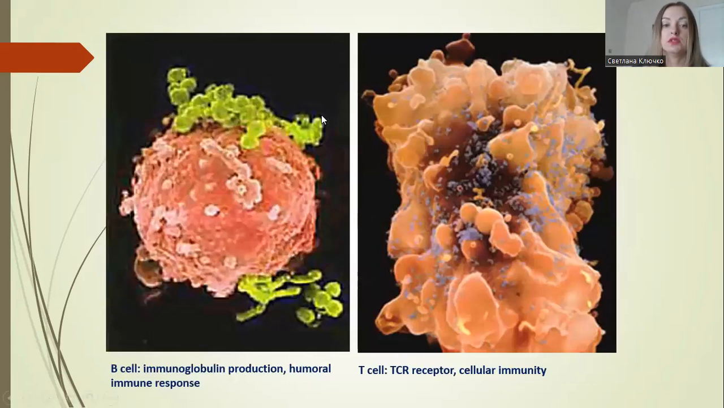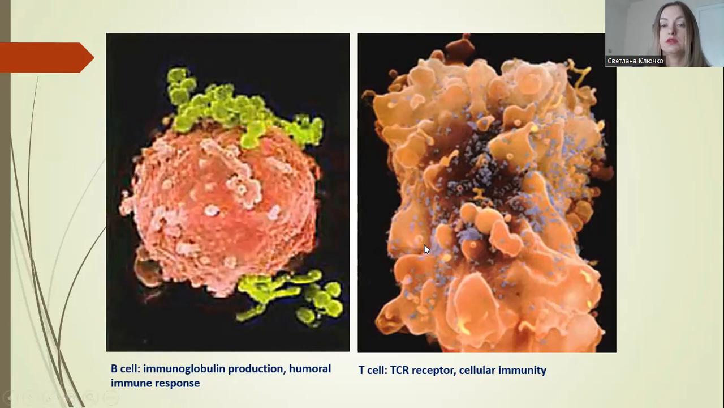On this slide, you can see a scanning electron microscopic view of B cell and T cell function. B cell differentiating into plasma cell. Plasma cell produces immunoglobulin, and immunoglobulin provides humoral immune response. Antibody connects to antigen and forms the antigen-antibody complex, and as a result, macrophages phagocytose this complex and eliminate it.